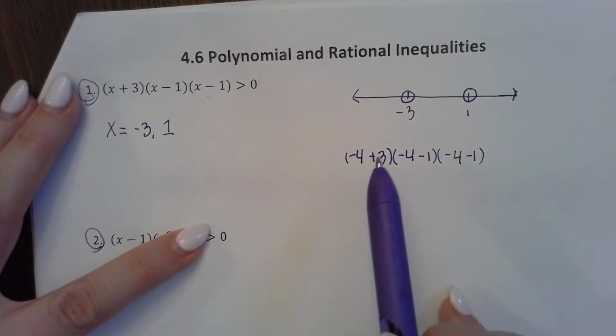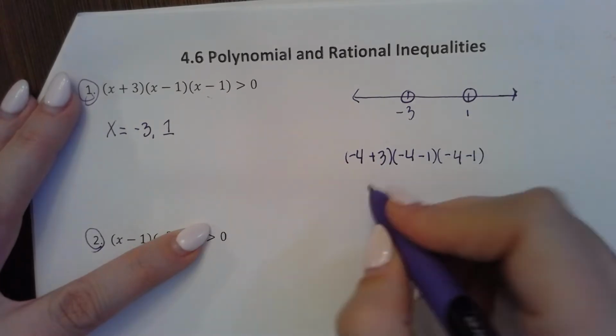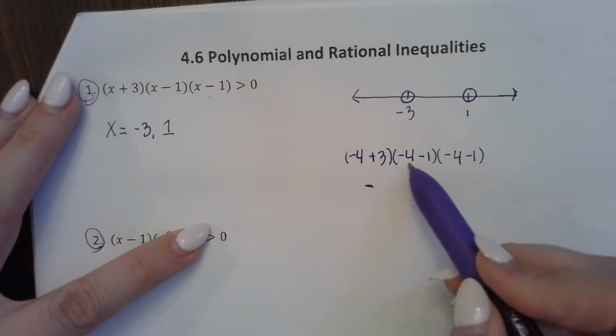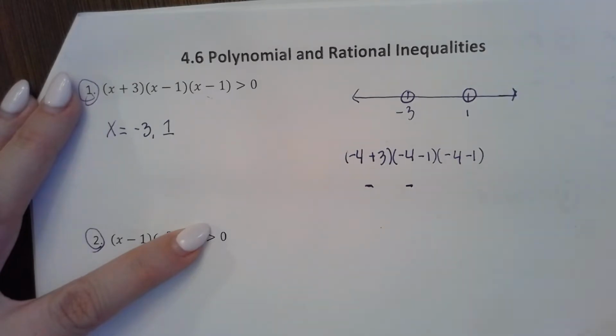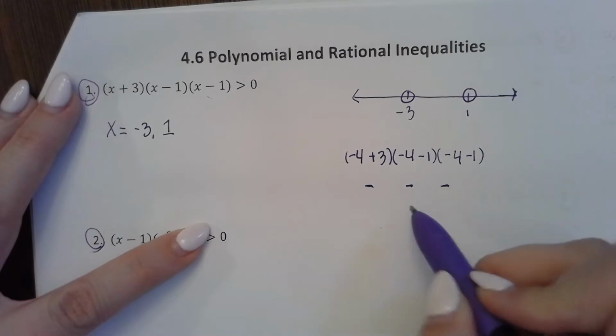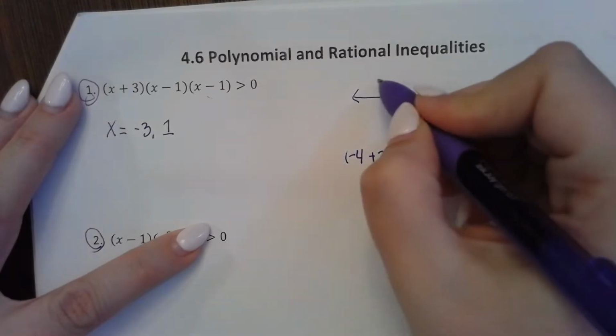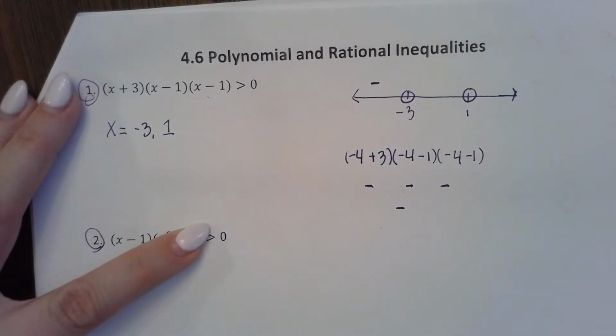So let's just do some quick mental math. -4 plus 3, that's going to be a negative. -4 minus 1, that's going to be a negative. -4 minus 1, that's another negative. Three negatives are going to give me a negative. So this area is going to be negative.